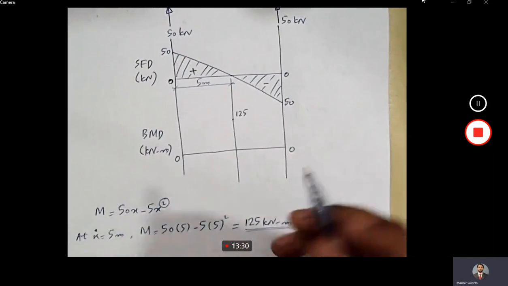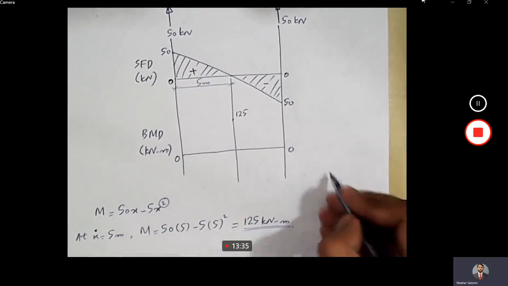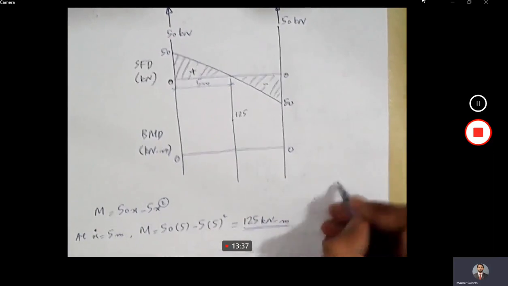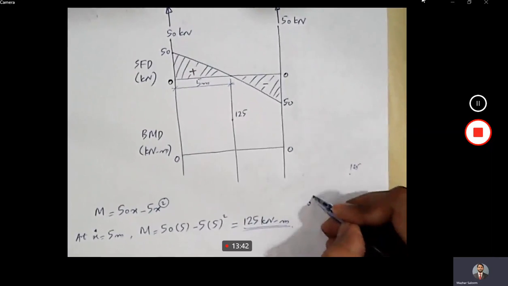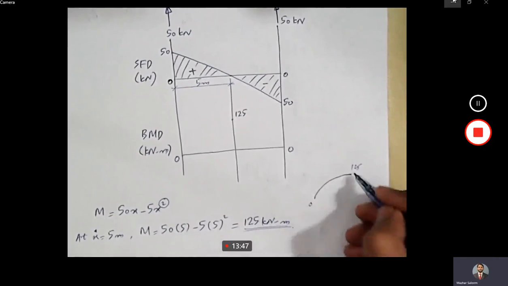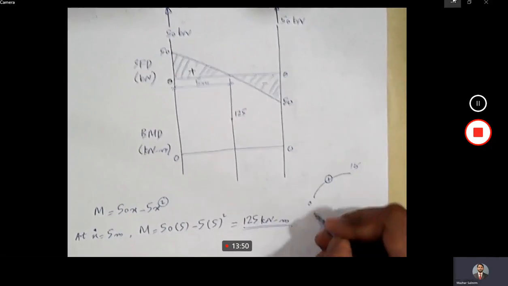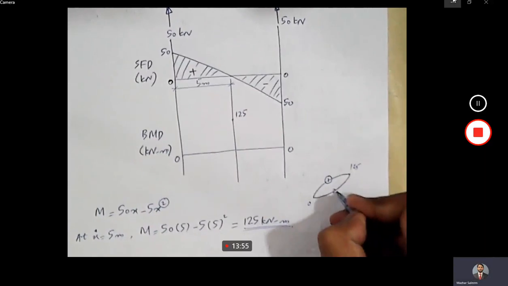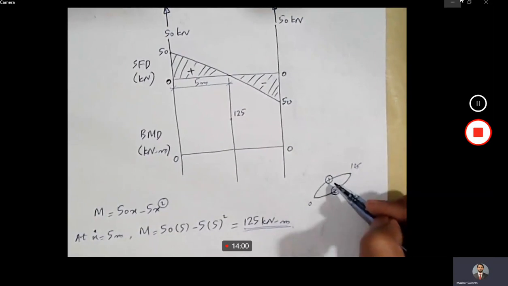And now a second degree line can be drawn in two ways. For example, let's say this is 0 point and this is 125. So a second degree line can be drawn this way. We call this convex up, let's say option number 1, and a second degree line can also be drawn this way. This is, let's say, option number 2. So which option should be adopted, option number 1 or option number 2?